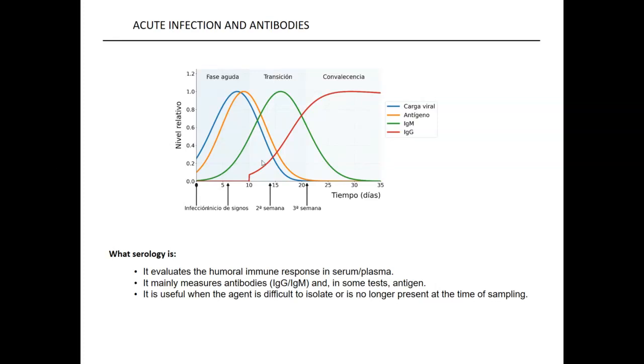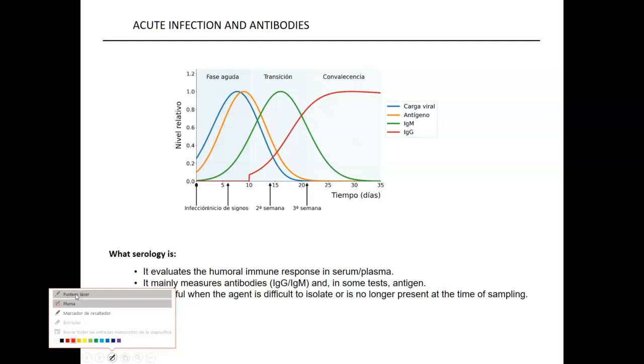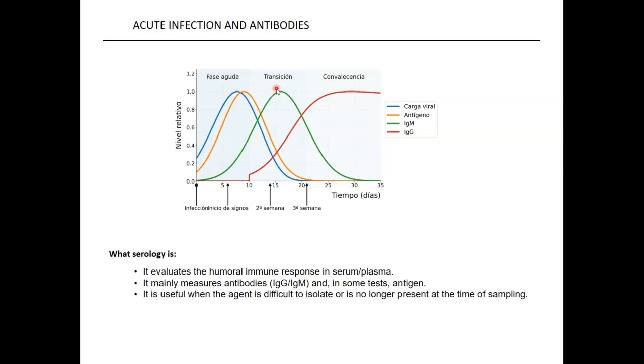And later on, here you see that there is an increase in antibodies, which are typically of a class called IgM. And then later on, when the recovery starts, you can see a rise of another antibody during the convalescent phase of the disease, which are typically of the IgG class.